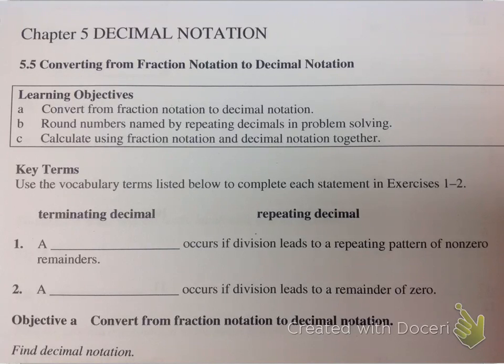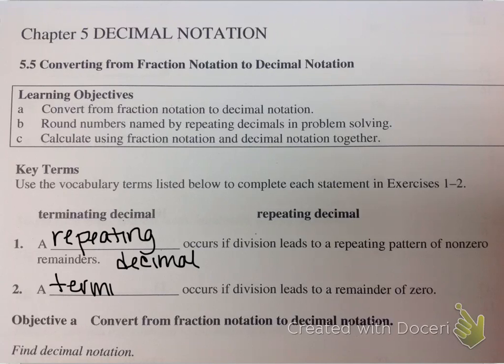Now let's look at converting from fraction notation to decimal notation. A blank occurs if division leads to a repeating pattern of non-zero remainders. So that's going to be a repeating decimal. A blank occurs if division leads to a remainder of 0. That would be a terminating decimal.